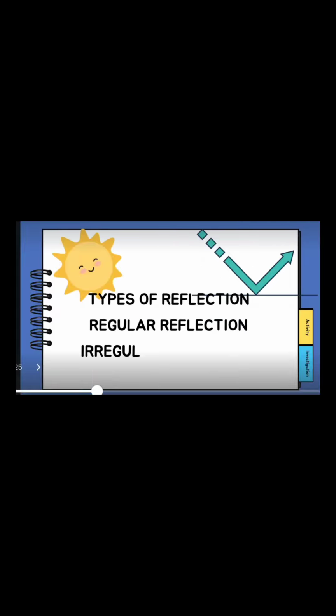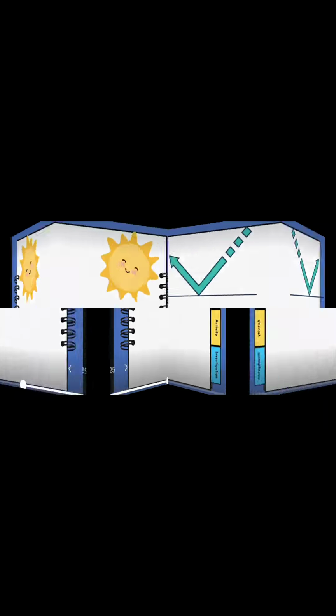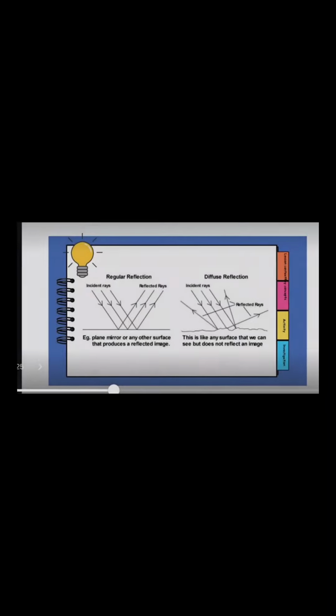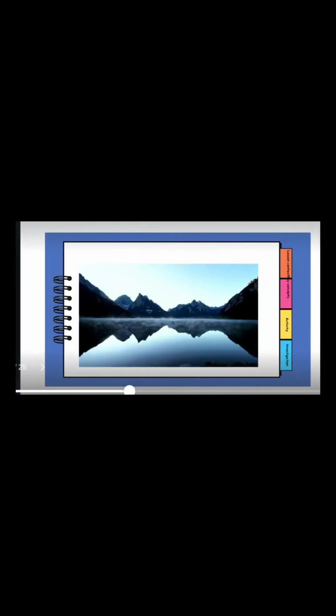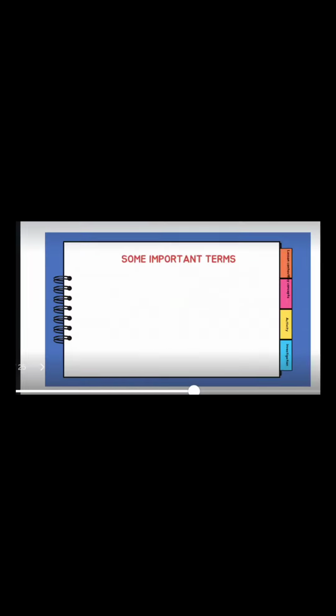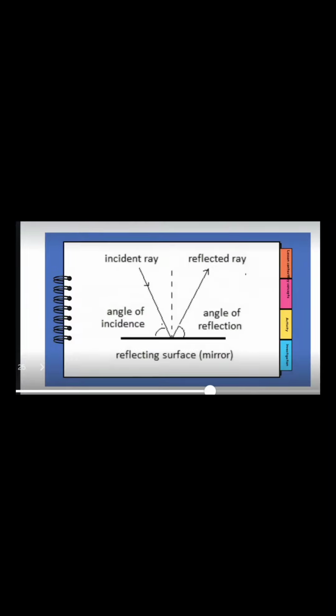Now, reflection can be of two types. When light falls on a smooth, shiny surface like a mirror, the reflected rays remain parallel. This is called regular reflection and it produces a clear image, as you can see in the picture. But when light falls on an irregular or rough surface, it reflects in many directions and does not produce a clear picture.